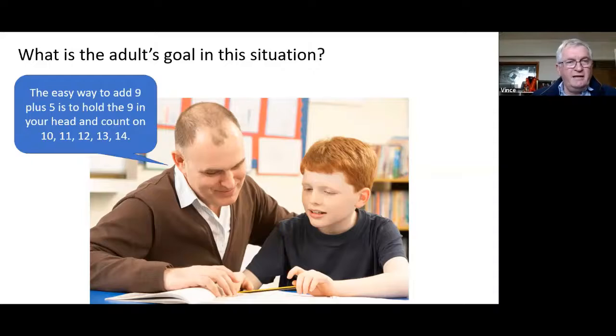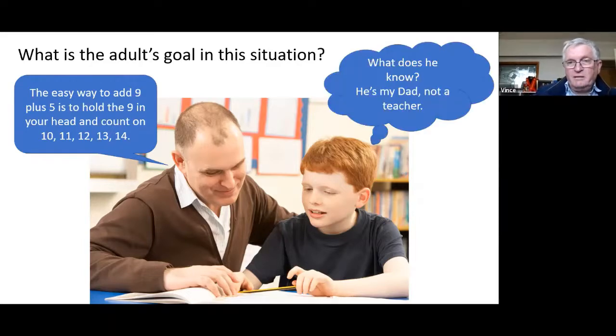And here's dad saying the easy way to add 9 plus 5 is to hold the 9 in your head and then count on 10, 11, 12, 13, 14. I suspect the kid is like my daughter was, my daughter Kylie, when she was year 3. What does he know? He may be a lecturer in maths education at Massey University, but he's my dad, he's not a teacher. But what's the aim of the adult in this case? It's clearly about procedure. It's clearly about just getting an answer. It's what Skemp would say is rules without reasons.